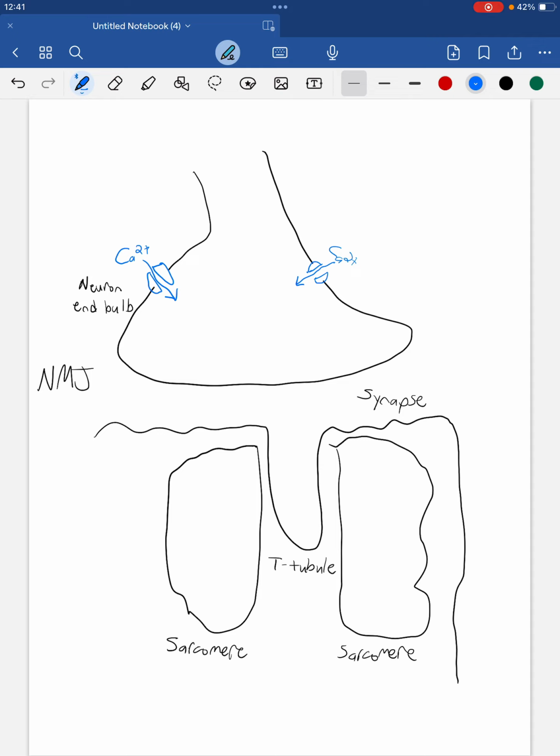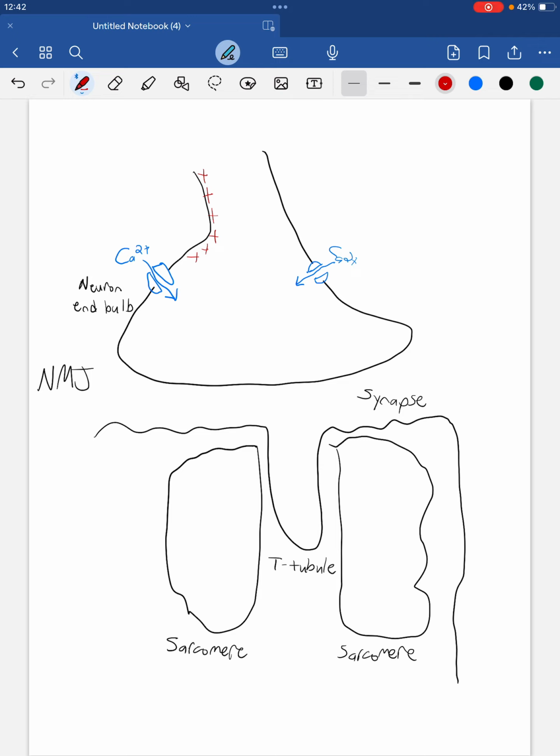So what happens first is sodium flows into the neuron. This makes the inside of the neuron more positive compared to outside. And that positive charge, or action potential, of the neuron flows down to the neuron end bulb, so to the axon terminals and then to the end bulb.